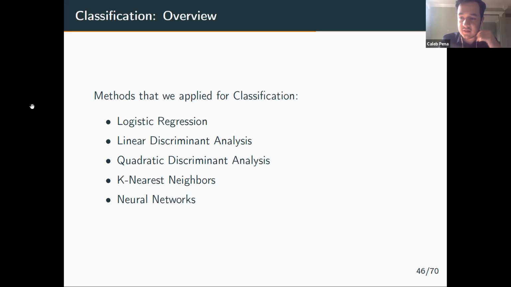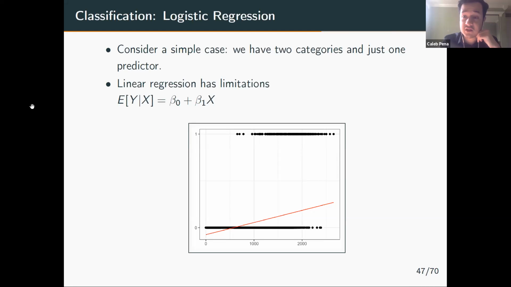So the methods we use for this exercise are logistic regression, linear discriminant analysis, quadratic discriminant analysis, k-nearest neighbors, and neural networks. And I'm going to give a brief overview of each one that we used. First of all, logistic regression. The simplest case of this would be where you have 2 different categories that you're trying to distinguish between, to label, and one predictor.